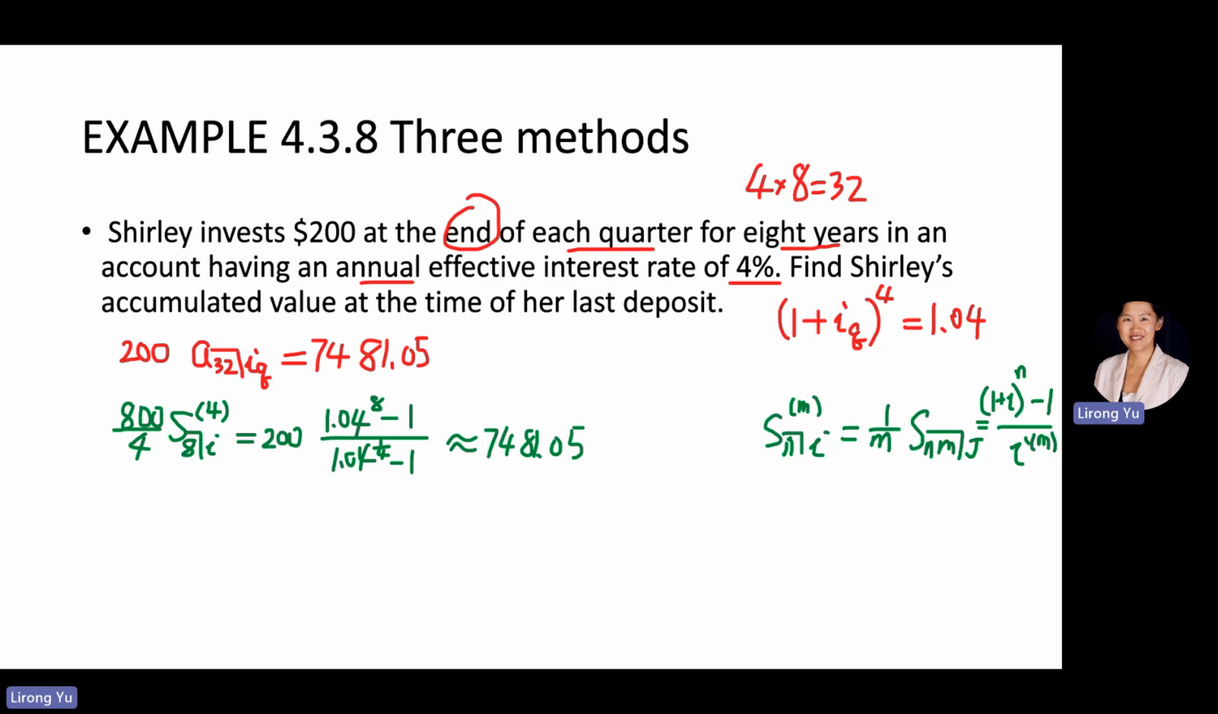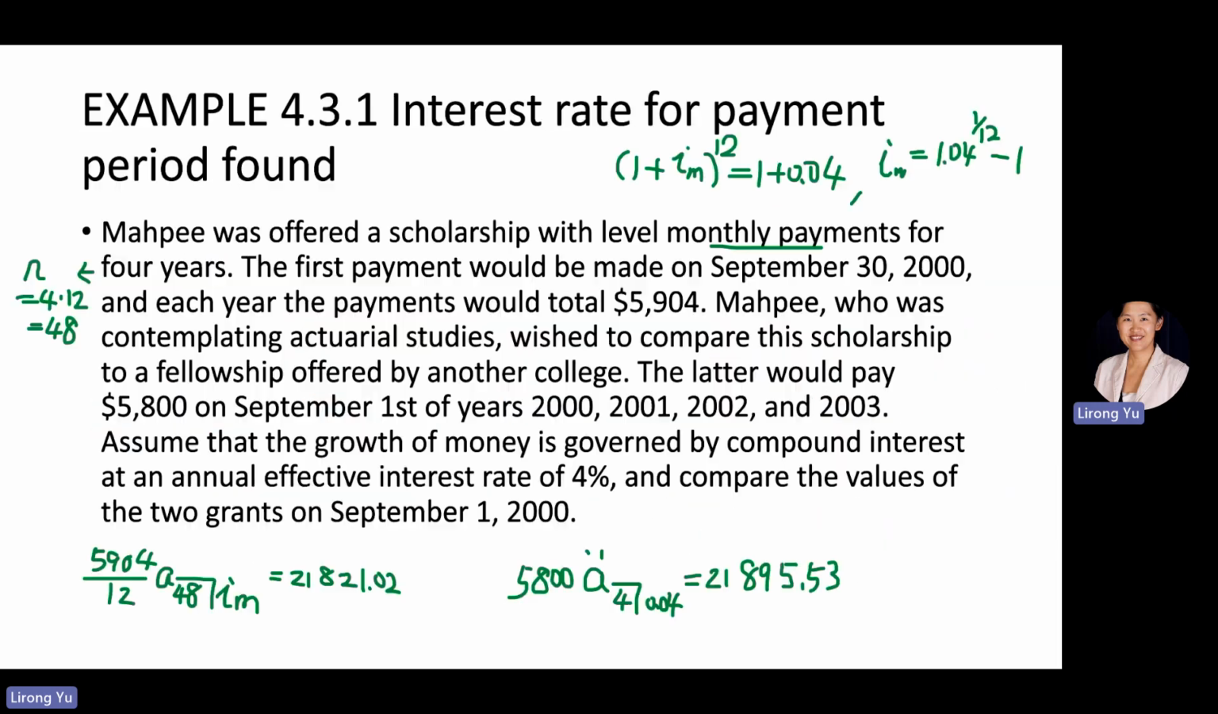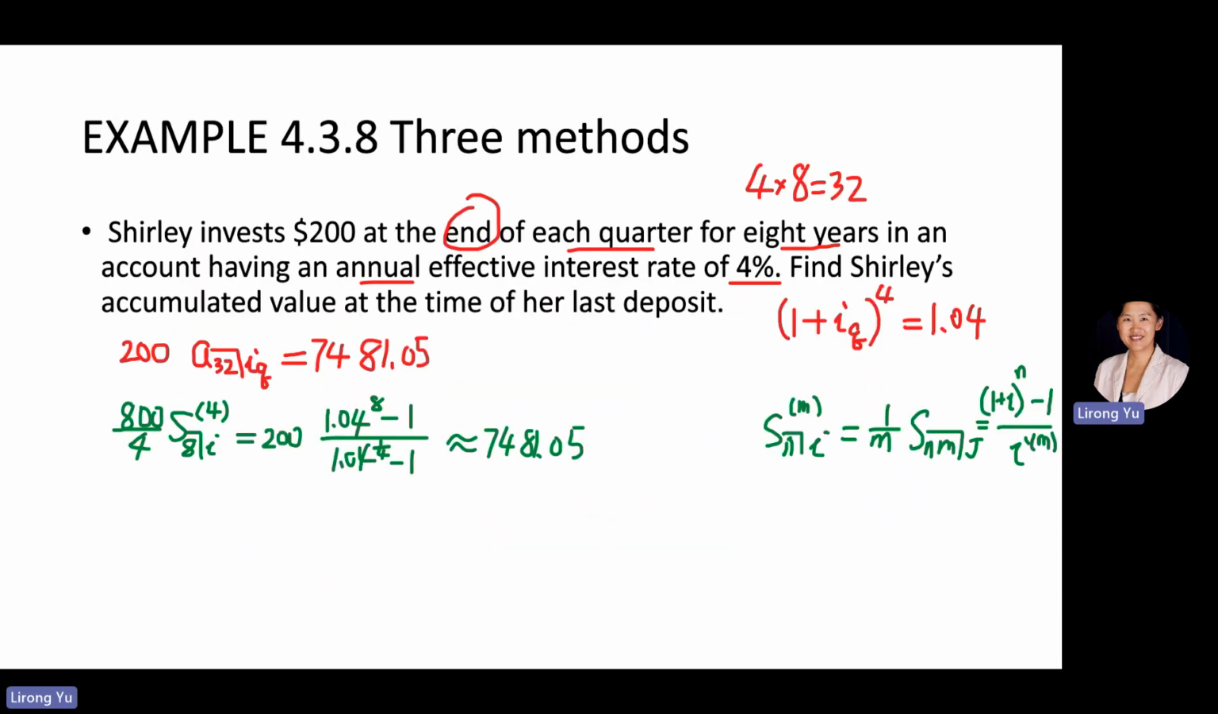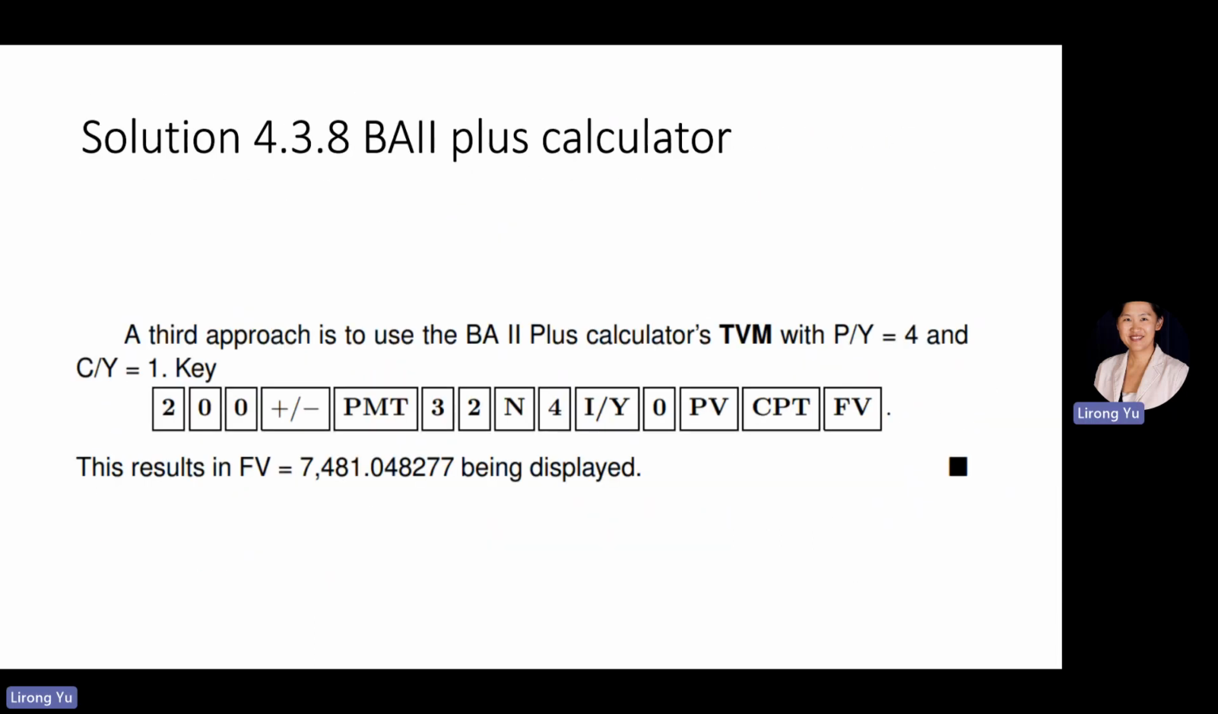Over here on the bottom right, that was a formula for S_m. It equals 1 over m times S_n angle j, and then it equals 1 plus i^(m) minus 1 over i^(m). That is the same formula that you see in the last example over here. I hope it makes sense. One more thing: you can calculate the same thing with your BA II Plus calculator. You make sure that the number of payments per year equals 4 and the number of interest periods per year equals 1.